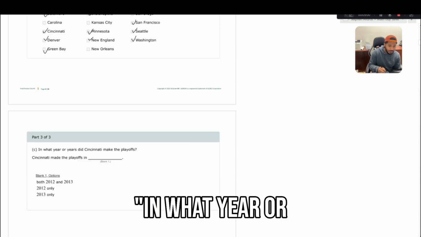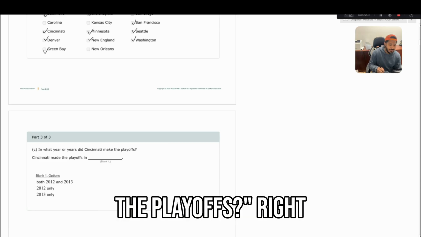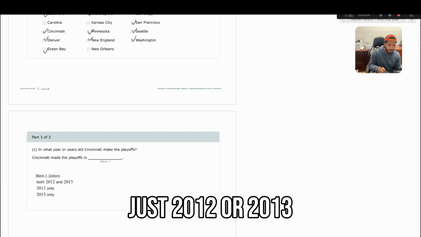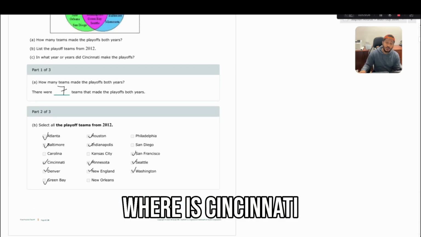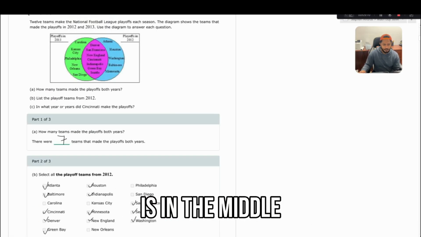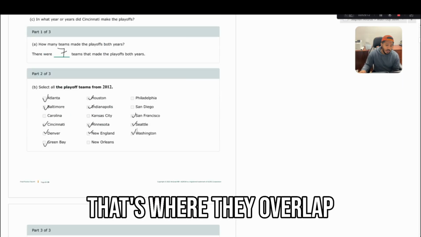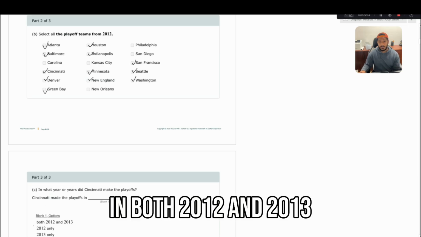Question 3 says, in what year or years did Cincinnati make the playoffs? So is it just 2012 or 2013 or both? Where is Cincinnati? Well, Cincinnati, notice, is in the middle. So that'd be both, right? That's where they overlap. And so we say, yes, in both 2012 and 2013.